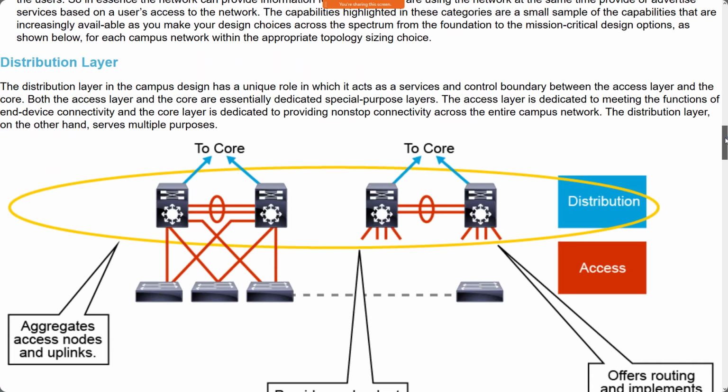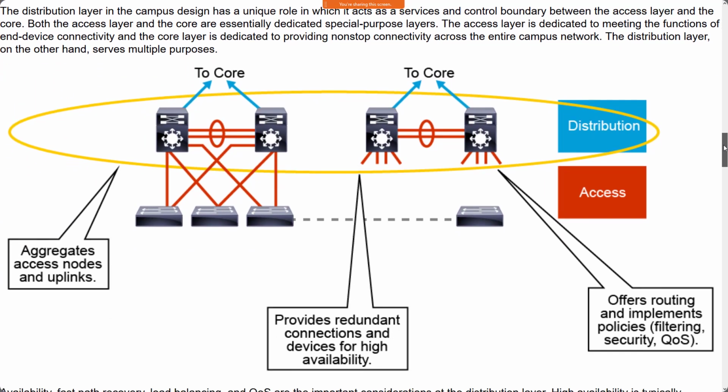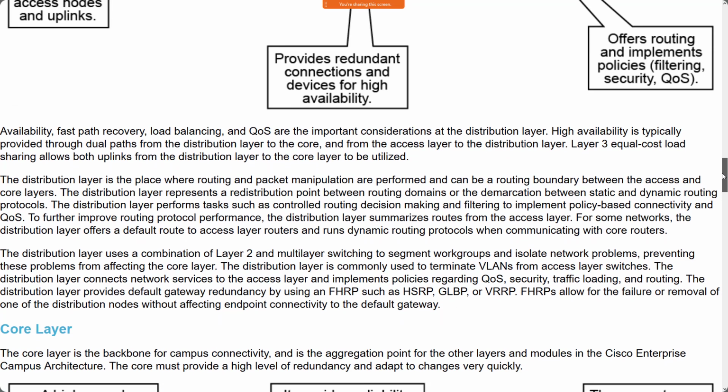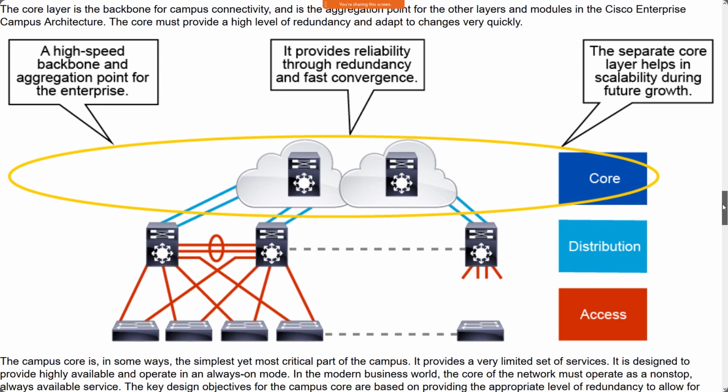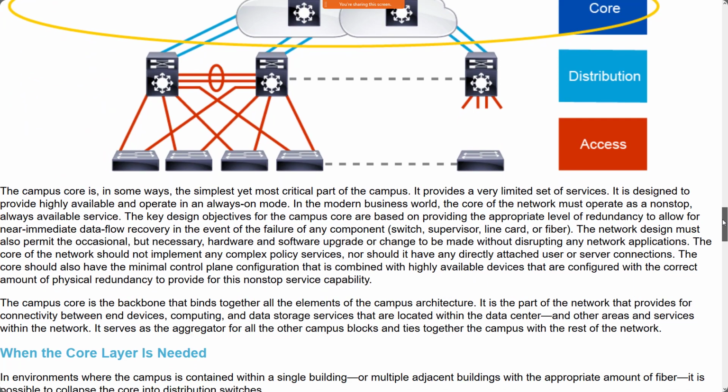All right. As I mentioned, the distribution layer, that's the workhorse, right? Routing, policies, filtering, security, QoS, redundant connections to the core, redundant connections to the access layer. That's where we're doing all of our policy decisions. Notice in the last paragraph here, it mentions things like first hop redundancy protocols, like the Hot Standby Router Protocol, Gateway Load Balancing Protocol, or the Virtual Router Redundancy Protocol. We'll have a whole section on that a little bit later on. Then finally, the core layer, high-speed backbone. Very, very fast convergence. No policy decisions at this layer, getting traffic from point A to point B as quickly as possible to ensure that the data is delivered to its destination as quickly as possible.